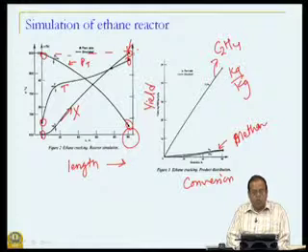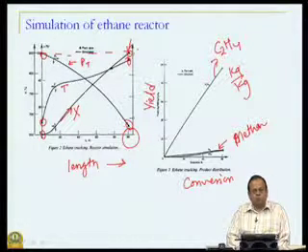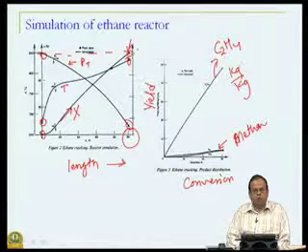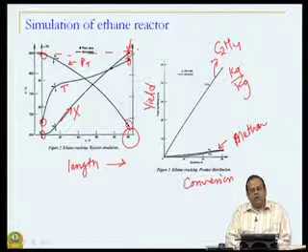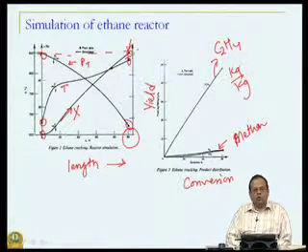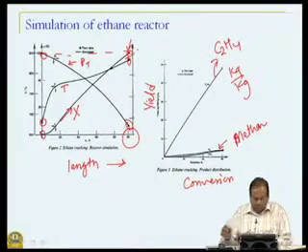So, that is how thermodynamic information is brought in. Kinetics of course is important. Ethane thermal cracking is a free radical reaction, so it has been modeled accordingly. And then we bring the mass, energy and momentum balances together to achieve the desired objective.